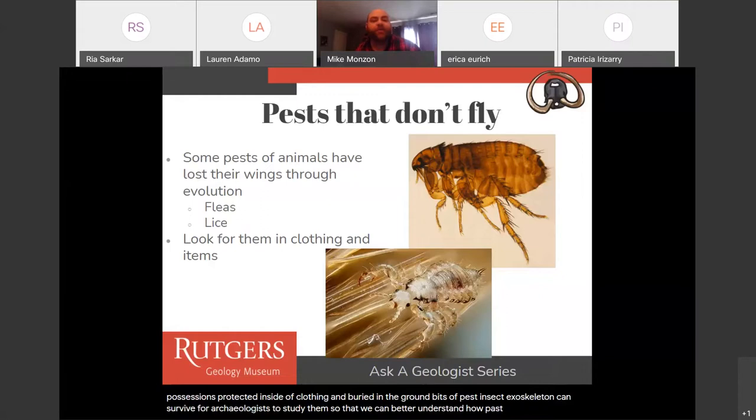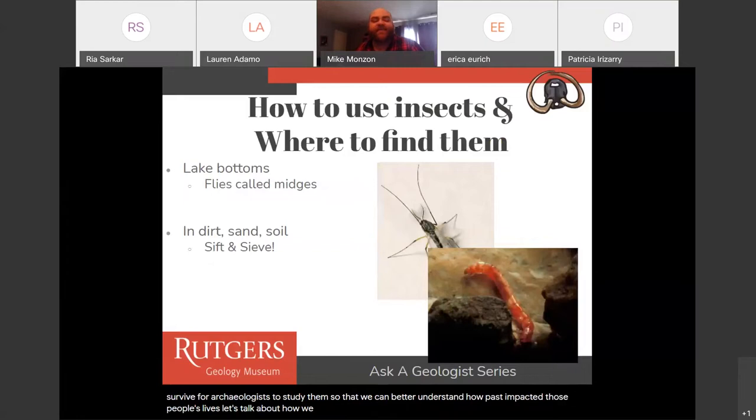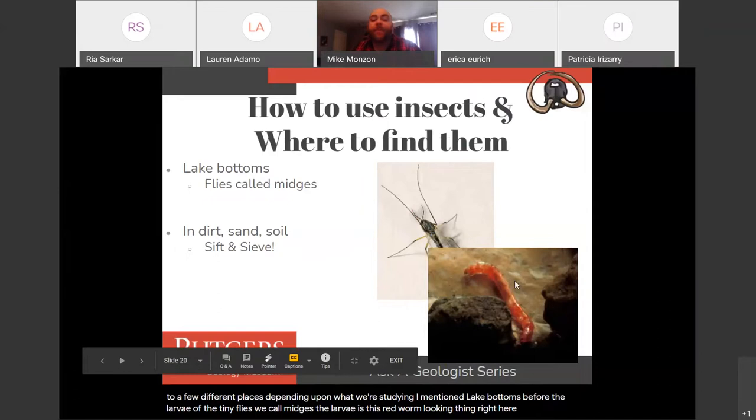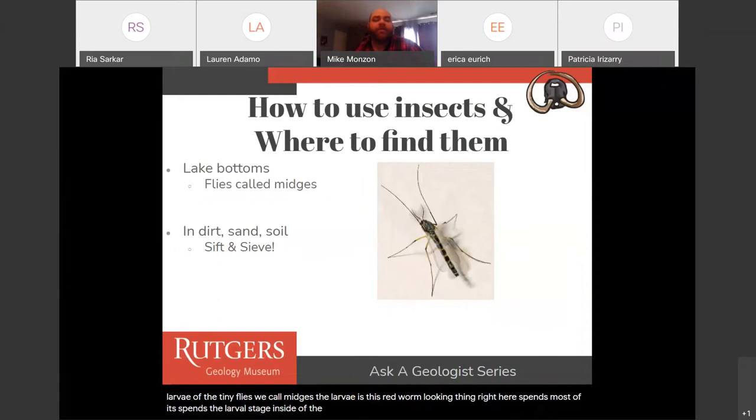Let's talk about how we use these insects. To find our ancient or fossil insects, we can go to a few different places depending upon what we're studying. I mentioned lake bottoms before. The larvae of the tiny flies we call midges, the larvae being this red worm-looking thing right here, spend the larval stage inside of the water. The adult is this kind of mosquito-looking fly, and both the adult and larval fragments can be found at the bottom of lake beds, and that can help us find clues about the ancient weather in that area.